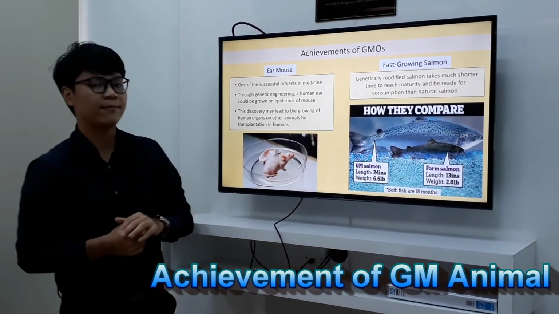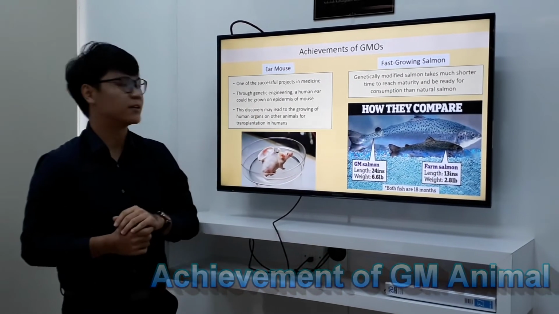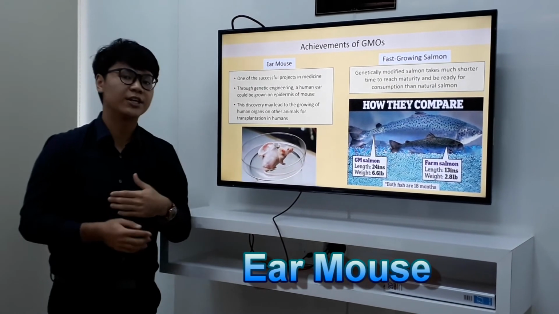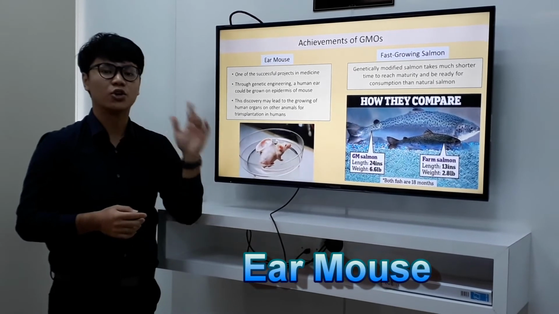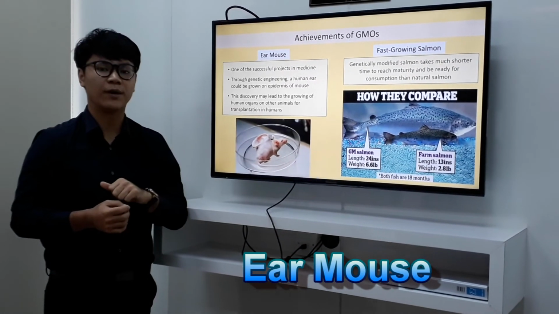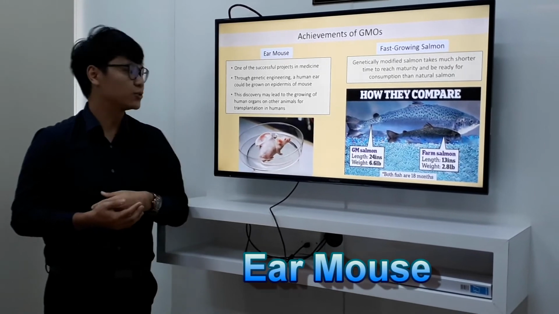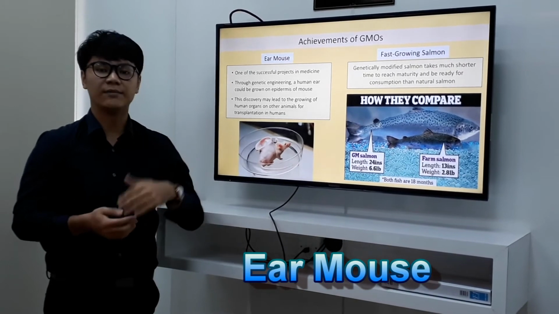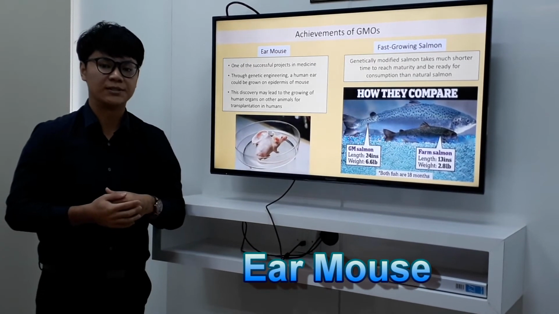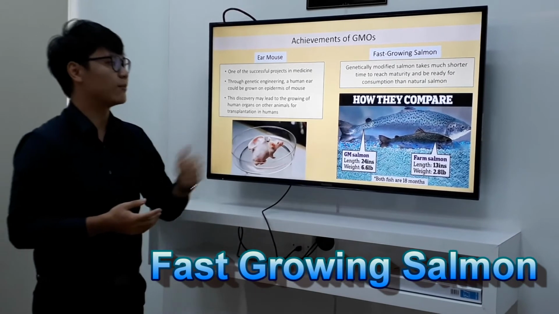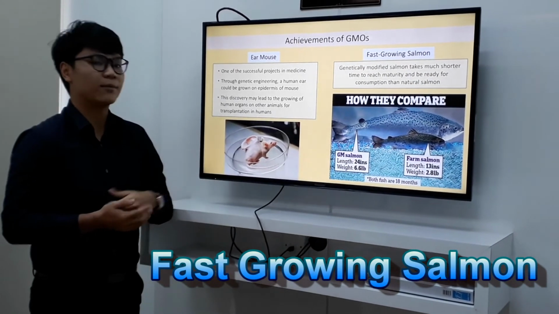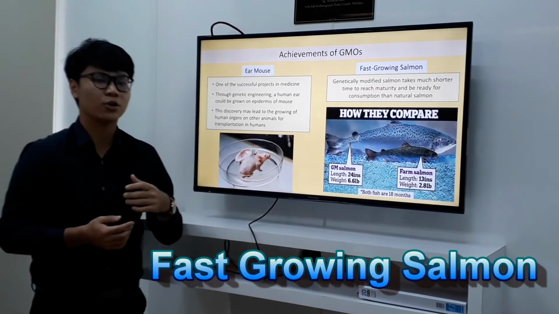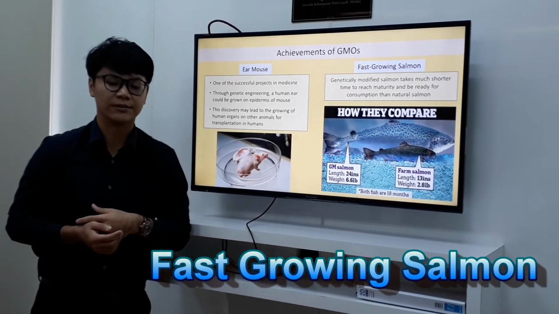When we talk about achievements in GMO, we must talk about the achievements in modified animals. Here we have two examples: the ear mouse and fast-growing salmon. The ear mouse is one of the successful projects in medicine. Through genetic engineering, a human ear could be grown on the epidermis of a mouse. This discovery may lead to the growing of human organs on other animals for transplantation in humans. Besides, genetically modified fast-growing salmon take a shorter time to reach maturity and be ready to consume than natural salmon.